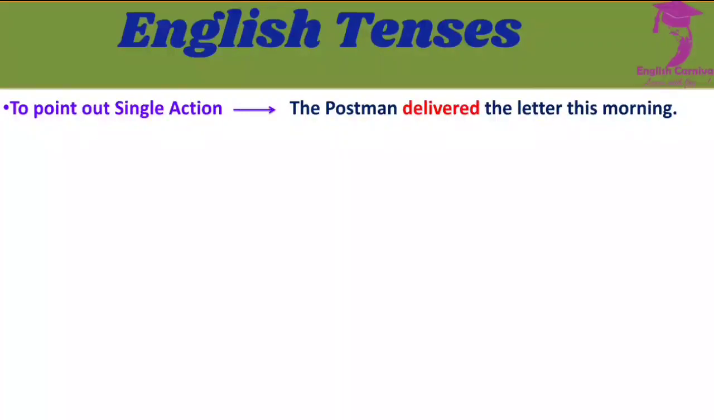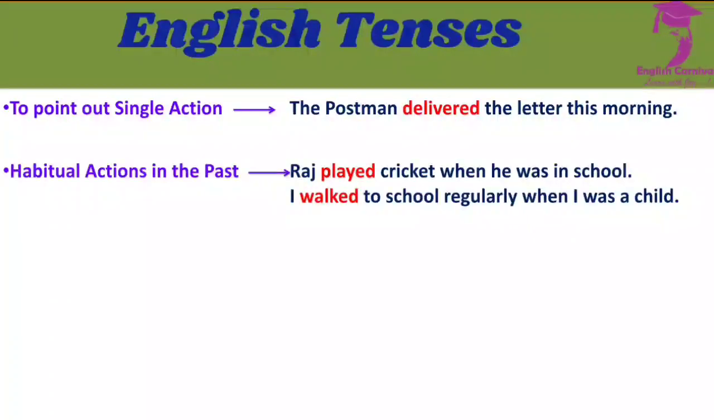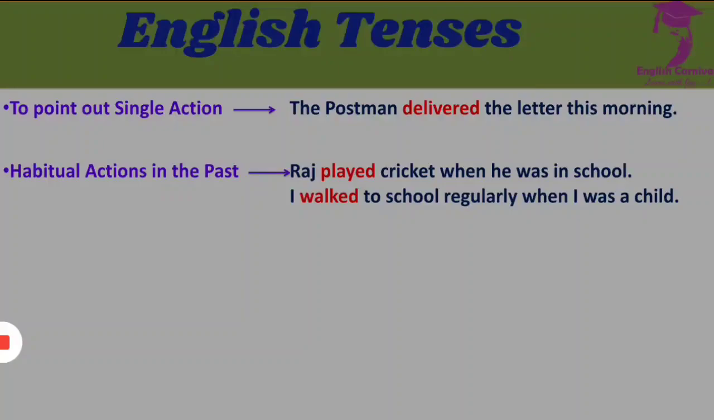The second situation we have, this tense is used to point out a particular or single action. Here we have the example, the postman delivered the letter in this morning. After that we have, as we had in simple present tense, so this tense is also used to point out the habitual actions that took place in the past. For example, Raj played cricket when he was in school. I walked to school regularly when I was a child. So these two are the examples of habitual actions.